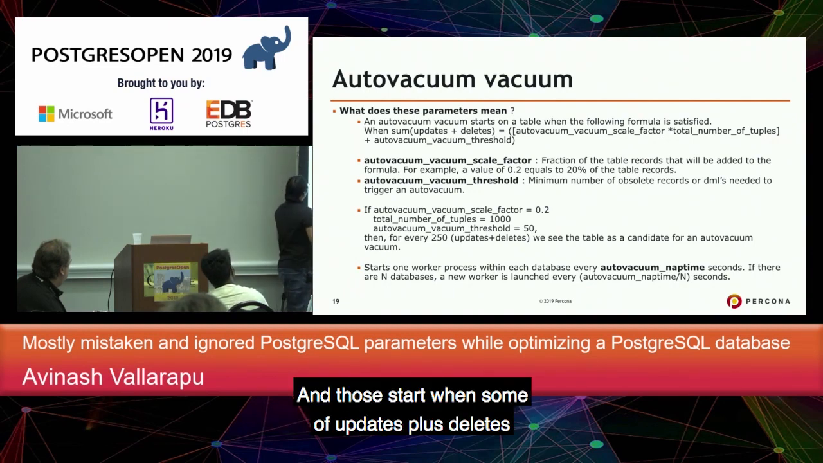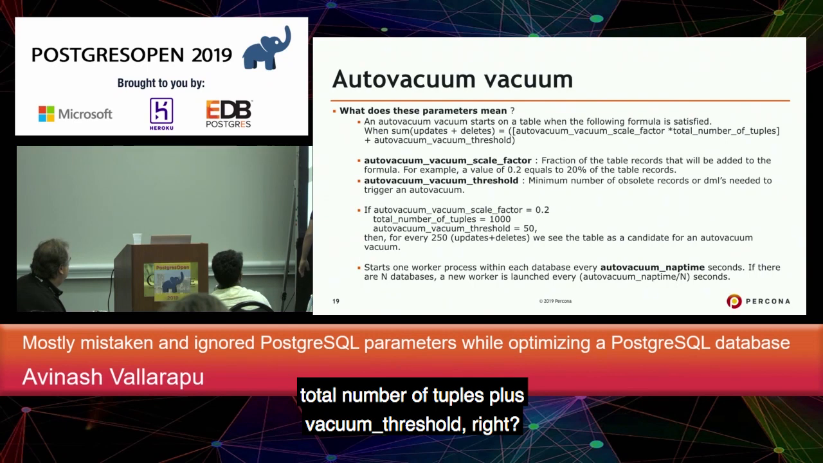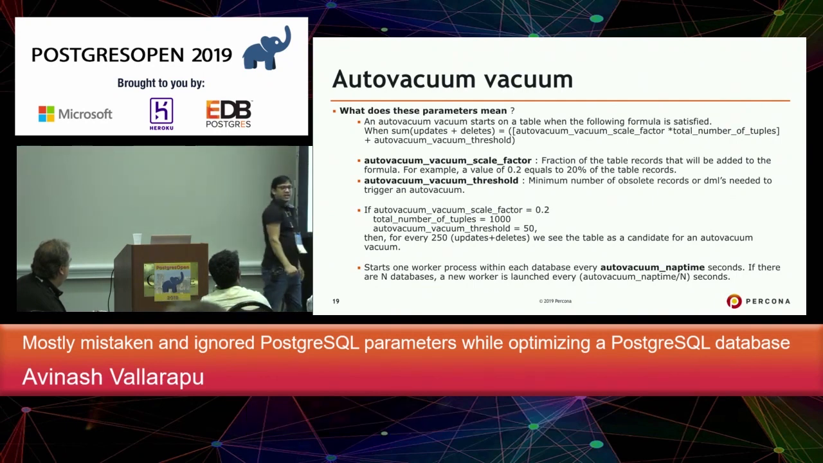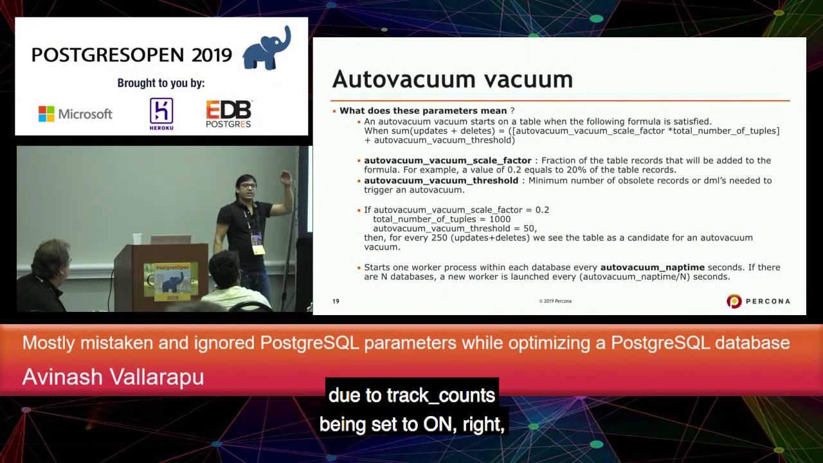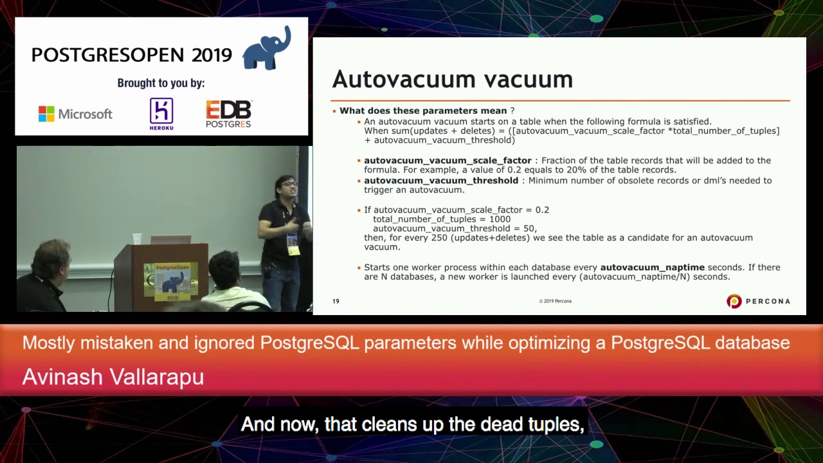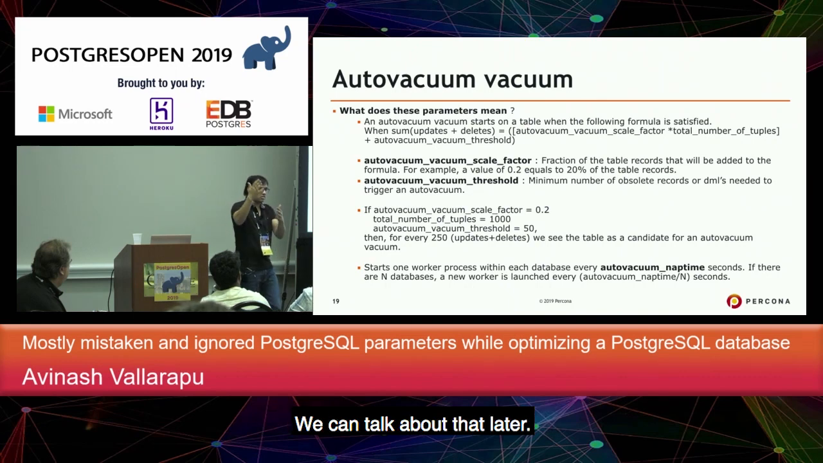And those start when the sum of updates plus deletes is equal to scale factor times total number of tuples plus vacuum threshold, right? When this formula is satisfied, based on the statistics collected due to track counts being set to on, then AutoVacuum vacuum runs on a table. And that cleans up the dead tuples, and if possible, also freezes the tuples' XID, which is something totally different. We can talk about that later.